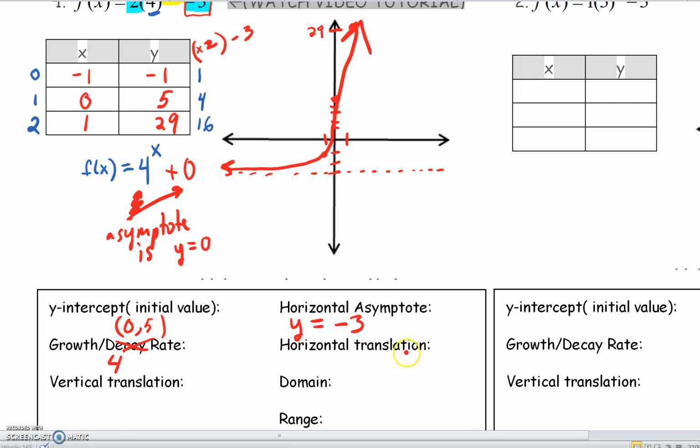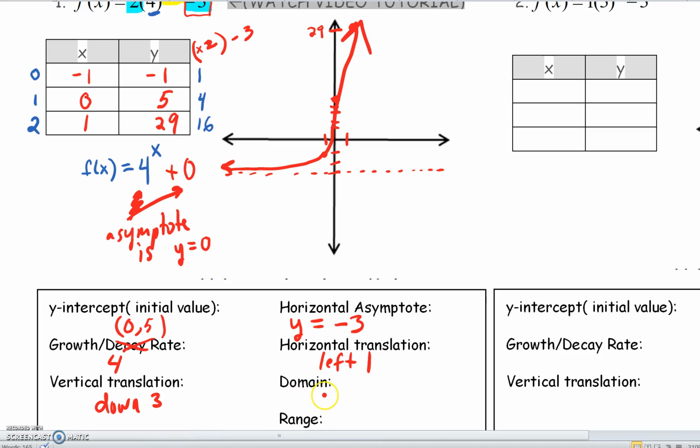Horizontal translation, did we go left or right? That means how is my input affected? Well, for my input, I was subtracting 1 from all my points, so that means I was going left 1. Vertical translation, did I go up or down? Yep, I subtracted 3, so that would mean I went down 3.